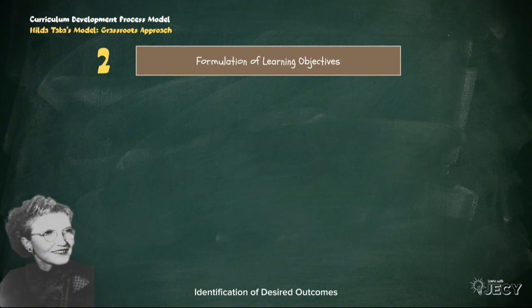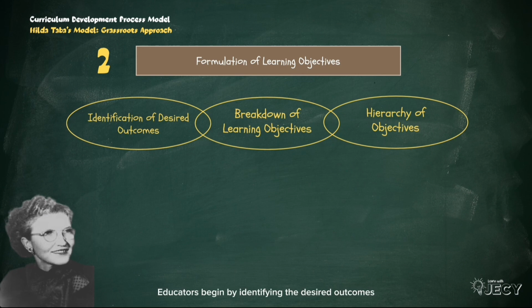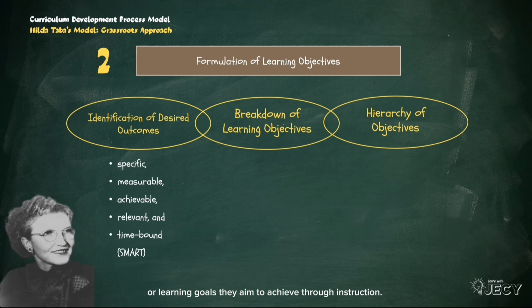Identification of desired outcomes. Educators begin by identifying the desired outcomes or learning goals they aim to achieve through instruction. These outcomes should be aligned with both the diagnosed needs of the learners and the expectations of the larger society. They should be specific, measurable, achievable, relevant, and time-bound, also known as the SMART approach.